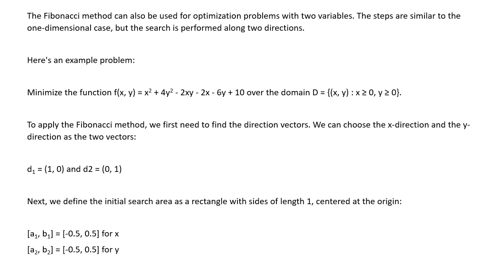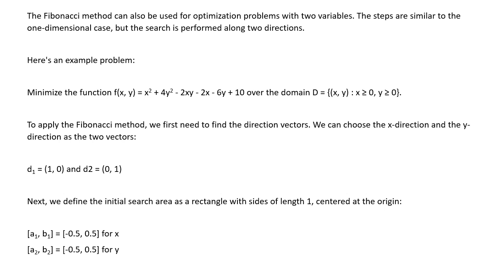So, the Fibonacci method can also be used for optimization with two variables. The steps are similar to the one-dimensional case, but the search is performed along two directions. And here is an example problem. As you can see, I have taken the example problem to be x square plus 4y square minus 2xy minus 2x minus 6y plus 10 over the domain that x and y are greater than 0, and this function is a function of x and y.